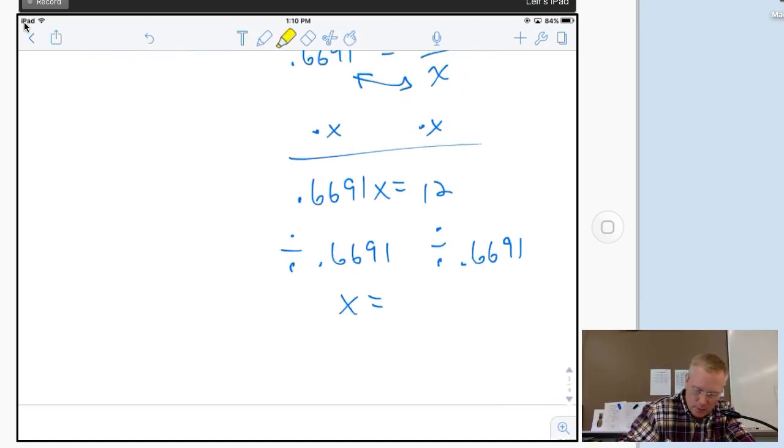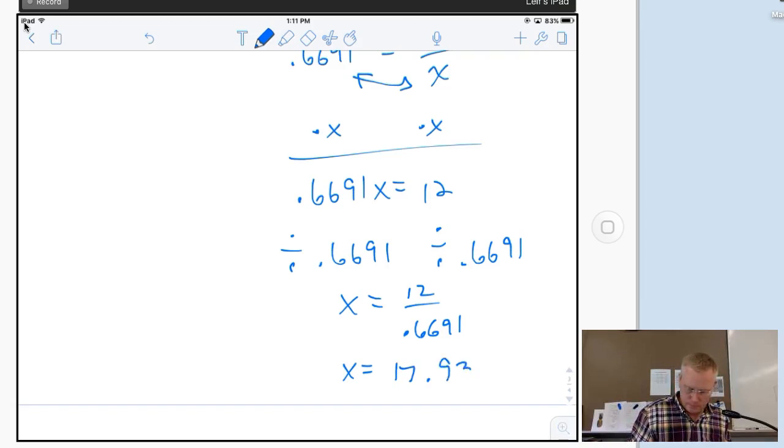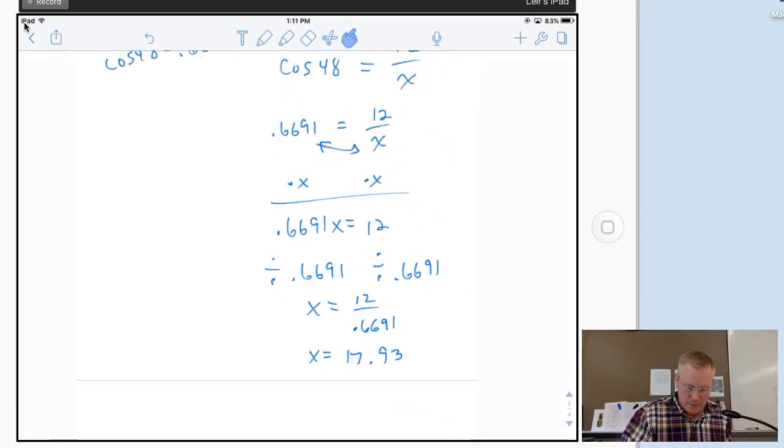x equals 12 over 0.6691, which is 17.93. Good, 17.93, and that is the answer.